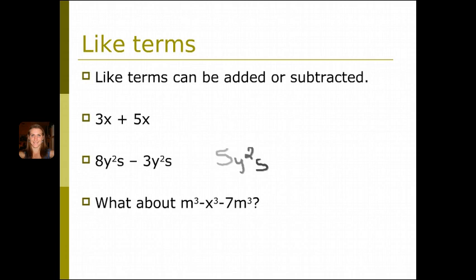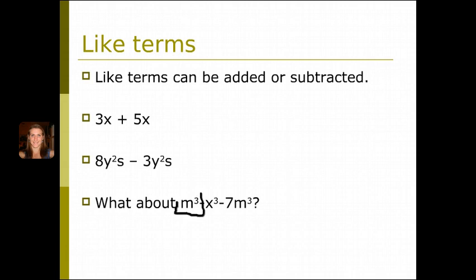So here's a little bit longer example. We have m cubed minus x cubed minus 7m cubed. So now we need to think about which ones are like terms. All of these terms are raised to a third power. They have a 3 as an exponent. However, they do not all have the same variable.